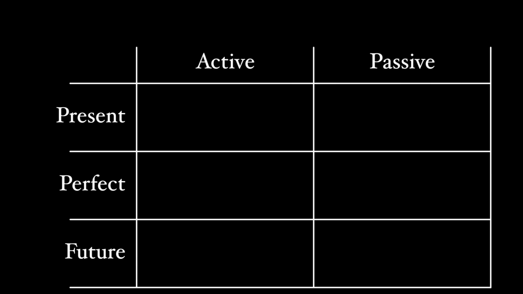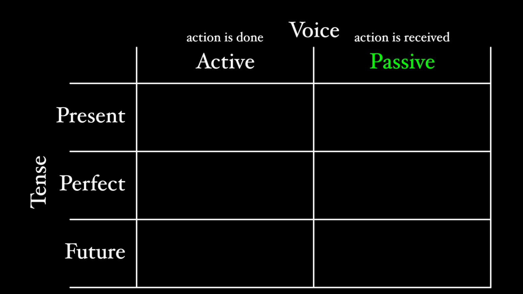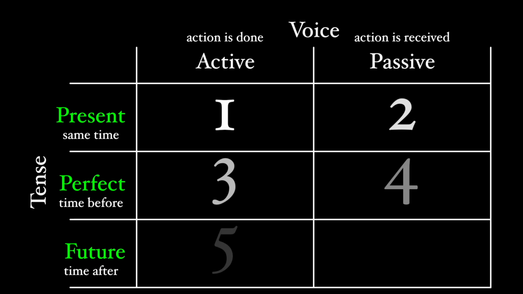We can organize our infinitives into different tenses and voices, and this chart should be familiar if you studied participles. It's the same structure of time periods on the left, present, perfect, and future, and voice along the top, active and passive. With active infinitives, the action is being done. With passive infinitives, the action is being received. And just like with participles, these time periods on the left are relative. Present stands for same time, perfect for completed time or time before, and future for time after. So officially, we have 6 different possibilities for the infinitive, formed by the combination of tense and voice.